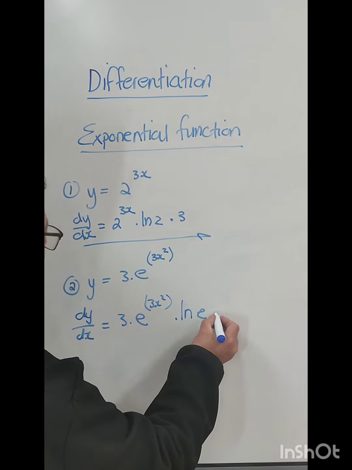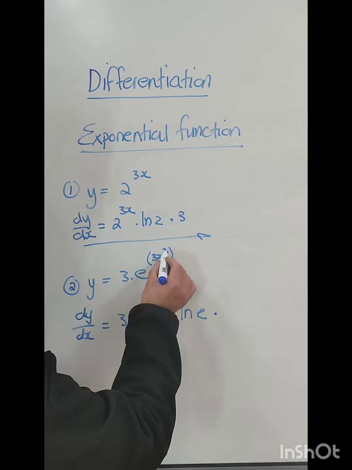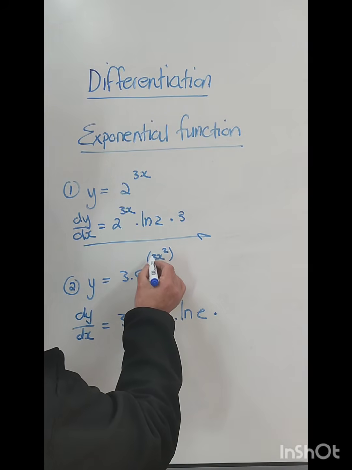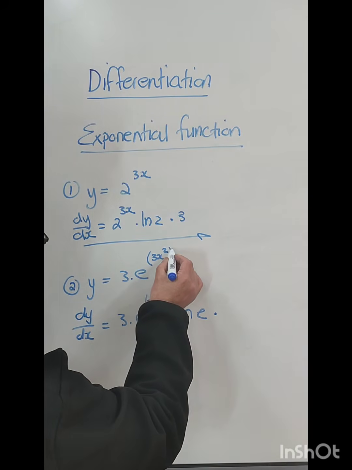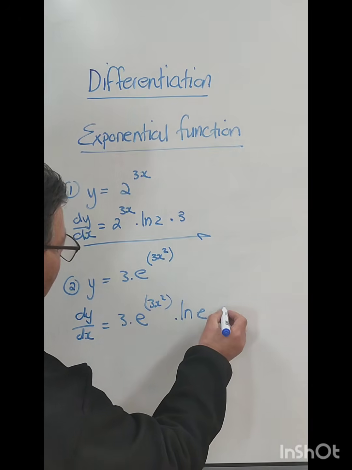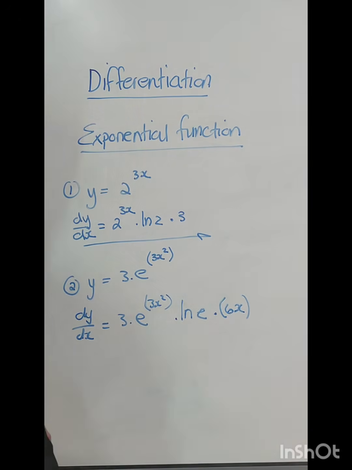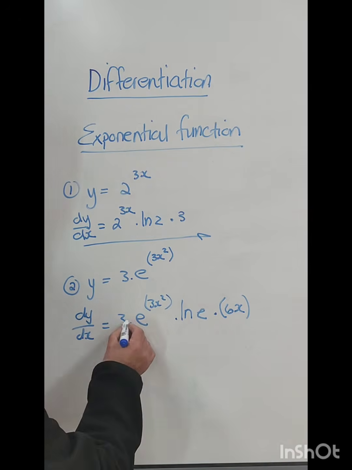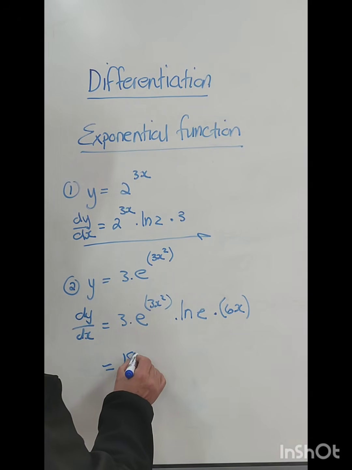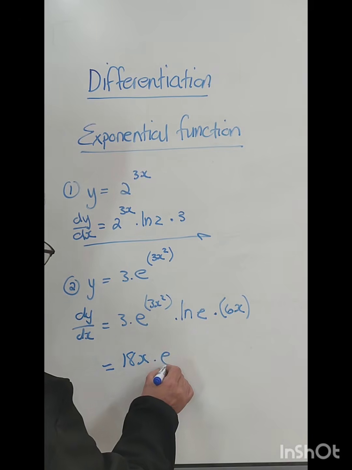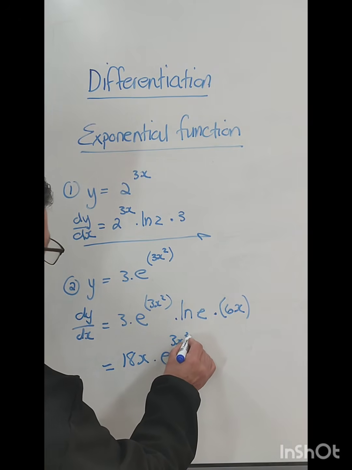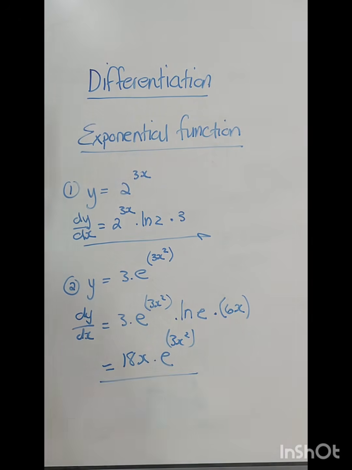Then I have to multiply by the derivative of this exponent, which is 2 to the front. 2 minus 1 is 1, so I'll get 6x there. So you can keep it in a bracket if you want, and then 3 times 6 will give you 18x times e to the 3x squared, and that will be your final answer.